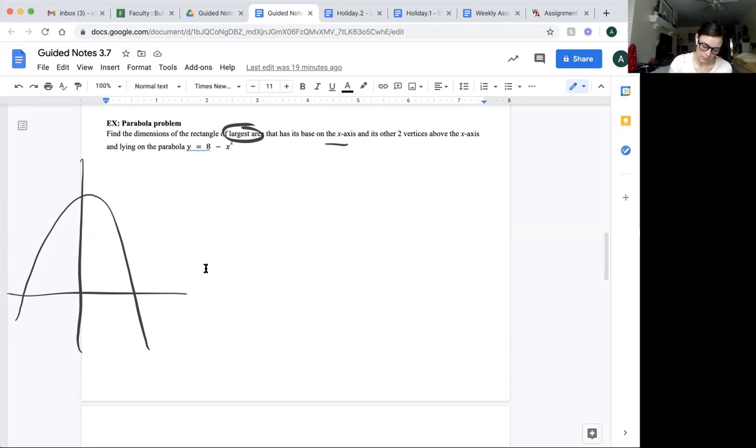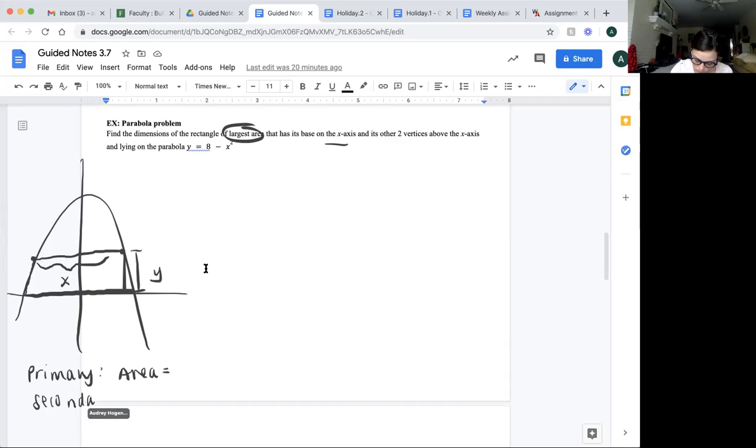And I have the rectangle of largest area that has its base on the x-axis, so right here, and its other two vertices above the x-axis. Oh, I drew a weird rectangle. So it's going to be like that. And lying on the parabola. So these two points are going to be on the parabola. This is going to be y, and this right here is going to be x. And then I want to have a primary equation, which is going to be area, which is going to equal what? And then I'm going to have a secondary equation, and that is going to be in terms of one variable.